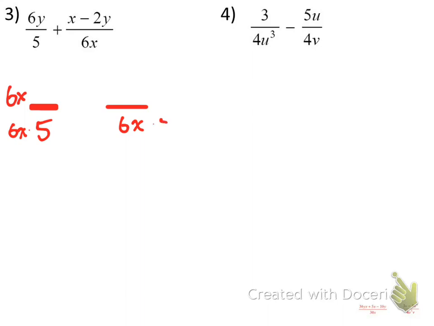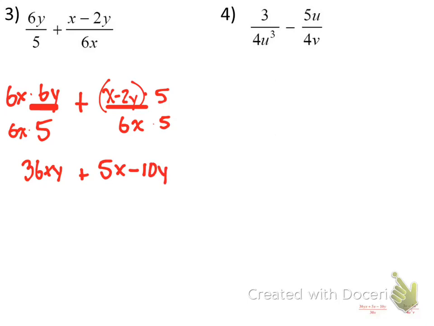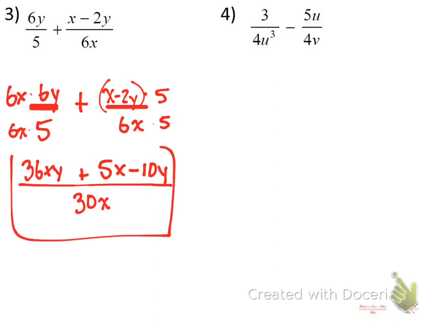And the right one, you have to multiply by 5, right? Well, 6x and 6 times x is the same thing. Okay. Is that right? So you're at this step now, okay? So you should have 36xy plus 5x minus 10y all over 30x. Okay? Yeah, I got that.